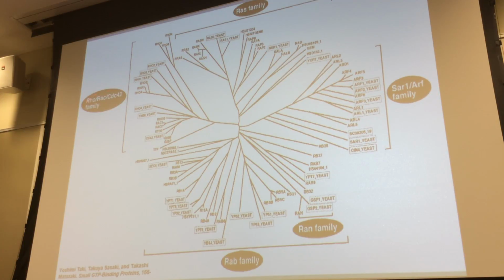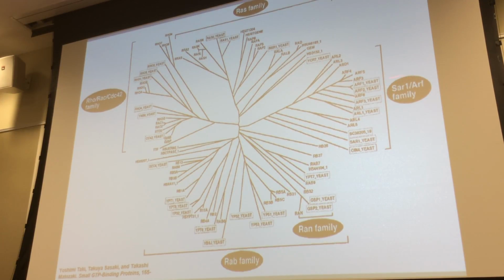So this one is the Rho family, which includes Rho, RAC, and cyclin-dependent protein number 42, 42,000 molecular weight. So these are here, lots of Rho subtypes, and other proteins that are fairly similar. Some are in yeast, some are in mammals. Our RAS family is the family that's over here. You see lots of RAS names.